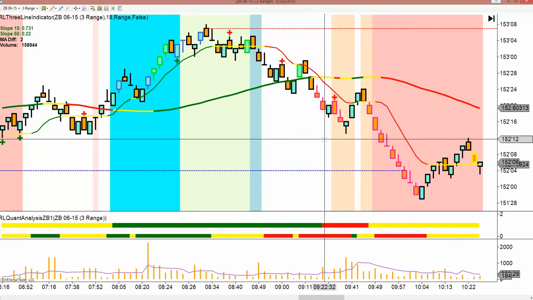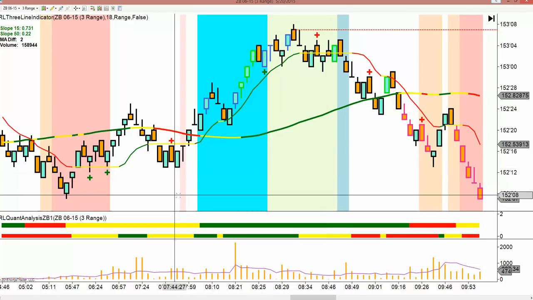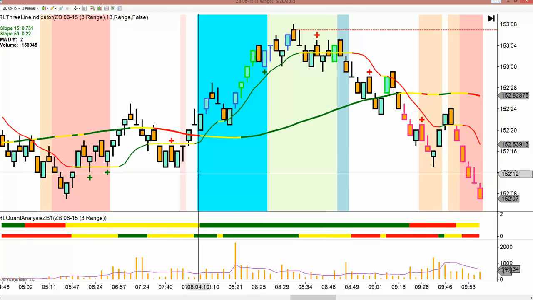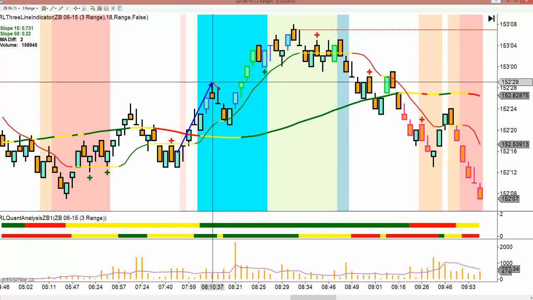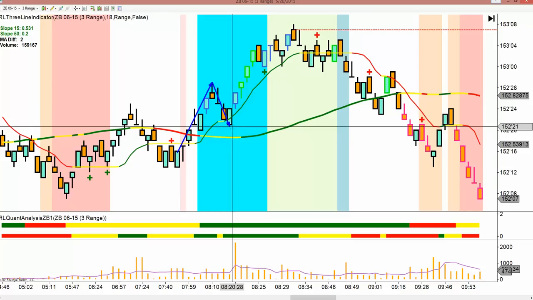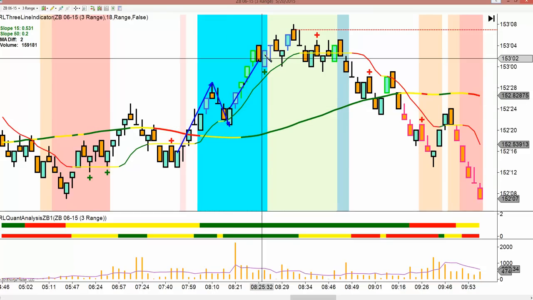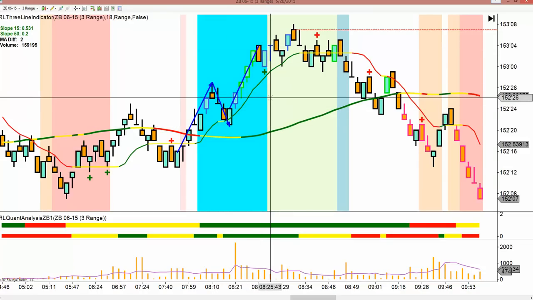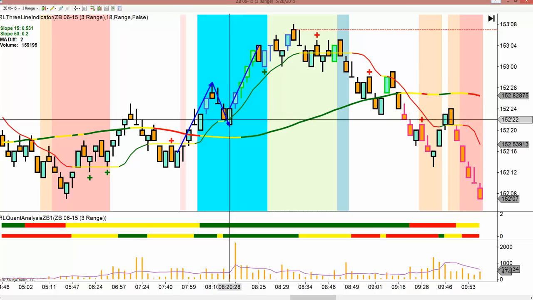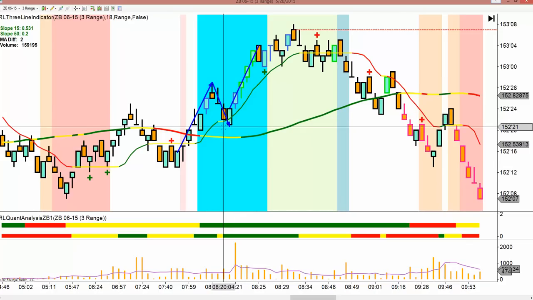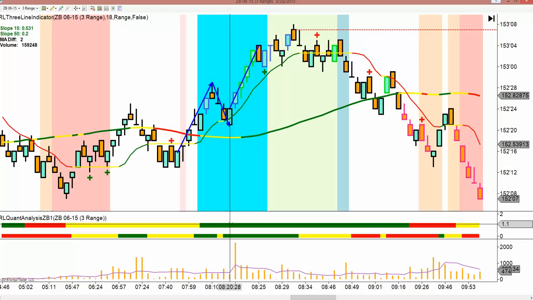Let's go back to the morning. Here we go again. It's a very aggressive retracement. And up you go. Look at the size of that move. That's a huge move. Now here you have the major quant, the higher upper quant, confirming.